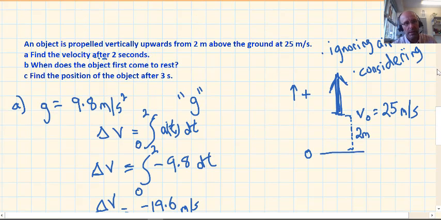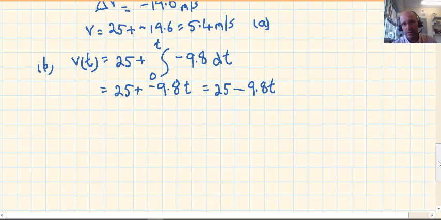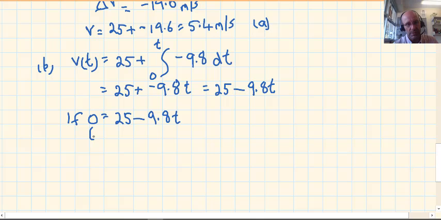Now part B, we're beginning that. Remember, in part B we had to find when the object first comes to rest, so that's when velocity is equal to 0. So we can use our function. When does it come to rest? Let's set the velocity equal to 0. If 0 is 25 take 9.8t, it's pretty easy. After some rearranging and solving, t would be 2.55 seconds. So it comes to rest after 2.55 seconds.